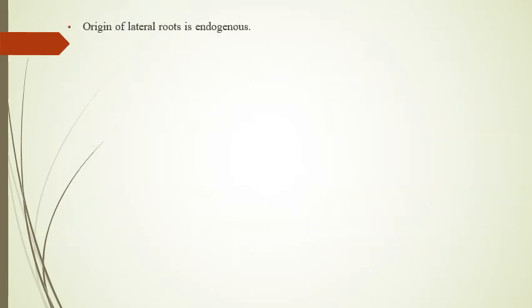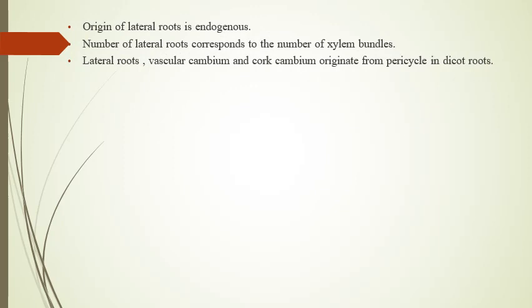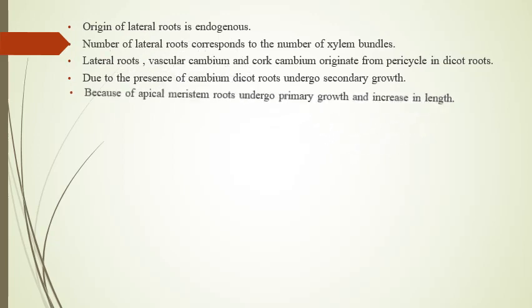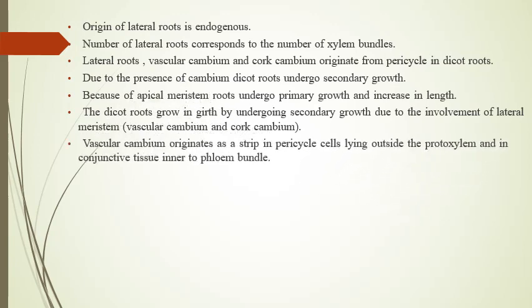The origin of lateral roots is endogenous. The number of lateral roots corresponds to the number of xylem bundles. Lateral roots, vascular cambium and cork cambium originate from the pericycle in dicot roots. Due to the presence of cambium, dicot roots undergo secondary growth. Because of apical meristem, roots undergo primary growth and increase in length. The dicot roots grow in girth by undergoing secondary growth due to the involvement of lateral meristem.